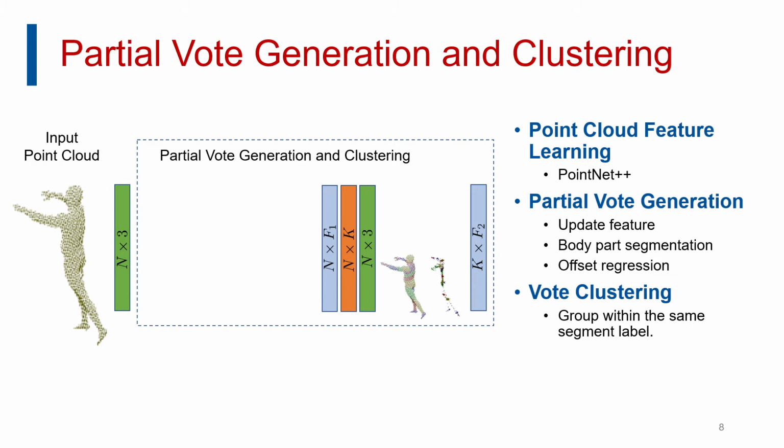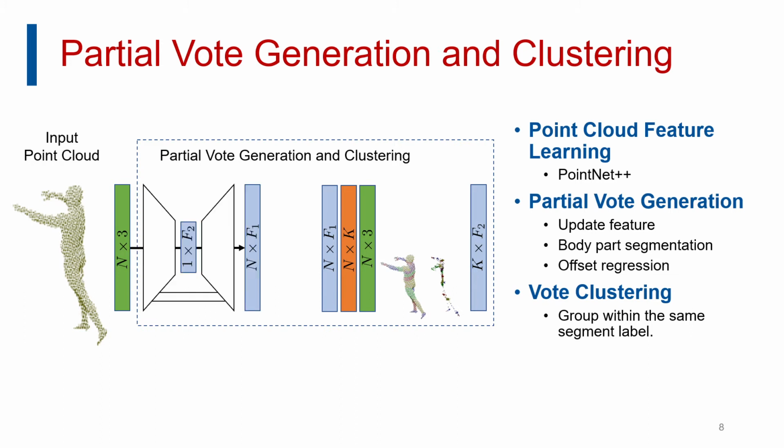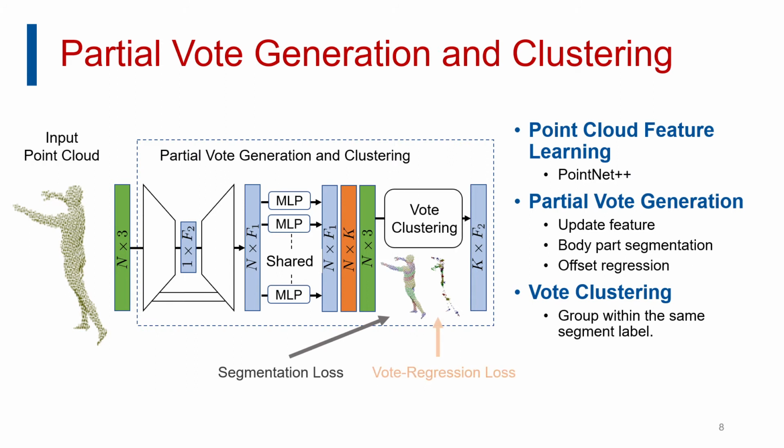In the first step, a point cloud feature learning backbone network. We leverage PointNet++ with multiple set abstraction layers and feature propagation layers to extract features for each input point. A partial vote generation module simultaneously predicts three components of each vote, where the segmentation score vector and 3D coordinate offset are supervised by segmentation loss and vote regression loss respectively. Vote clustering module groups and aggregates votes within the same segmentation results into joint-level vote clusters, representing the skeleton joint of the corresponding segment.